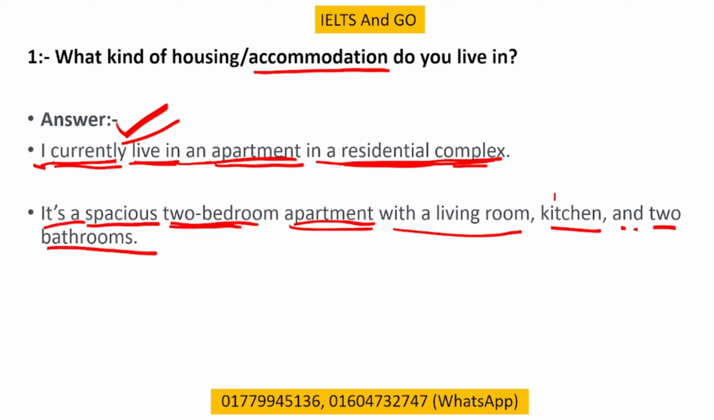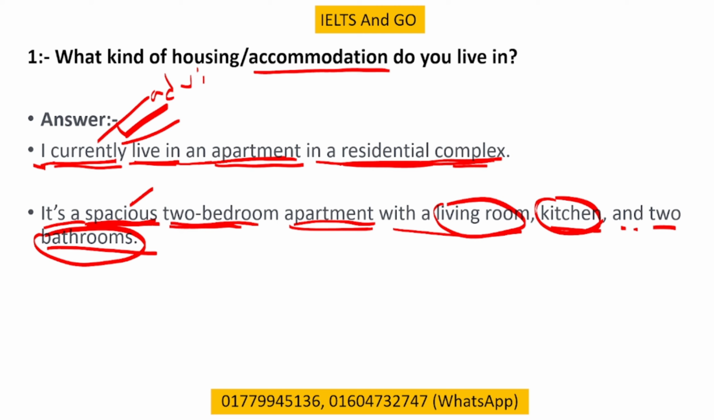These vocabularies are very easy, you know that. A kitchen, you know. Living room, you know. Bathrooms, you know. Spacious is an adjective. Here I use an adverb, currently. You should use it between the subject and verb. If you use any adverb, that time you will get more marks in your exam. So now we will go to another question.